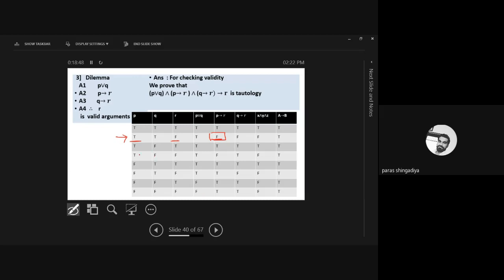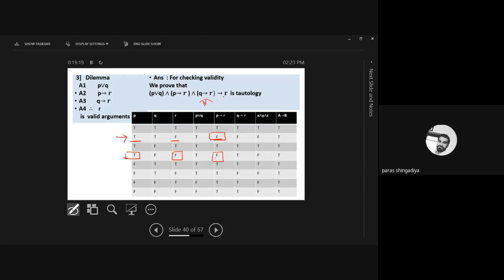Then in the fourth row, it is T and it is F, so it will be F. Okay, and for the rest of the cases it will be T. There is no other case where the first is true and the second is false, except these two. So the rest of the entries will be T. That is the A2 answer.